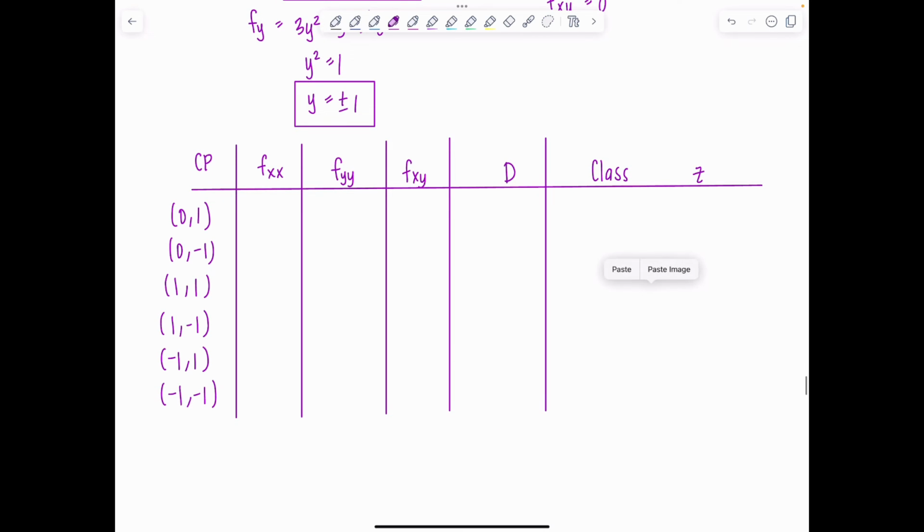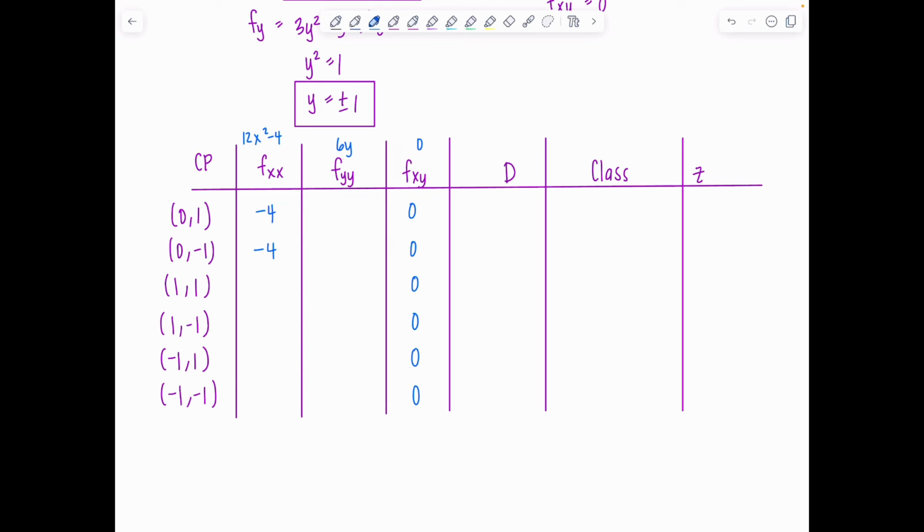So what helps, I think, is if you list right up above what those partials were. So this was 12x squared minus 4. This was 6y, and this was just 0. So that's easy. 1, 2, 3, 4, 5, 6. Okay, so fxx, this is going to be -4, -4. I'm substituting in the x coordinate only. It's only dependent on x. Second partial with respect to y is going to be 6, -6, 6, -6, 6, -6.